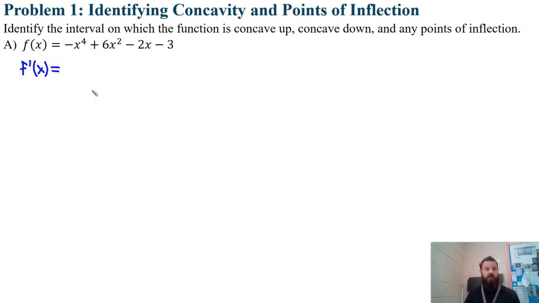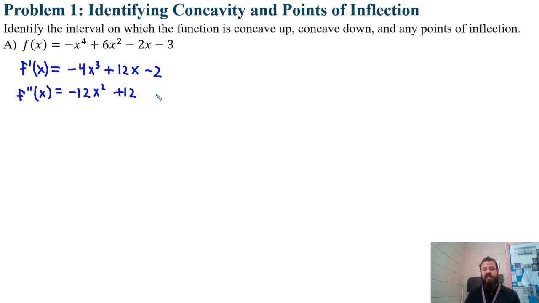Now, if you want some derivative practice, just using the power rule for these first ones, feel free to pause the video and find that first and second derivative. Otherwise, ripping through these quick, we would have negative 4x to the third plus 12x minus 2 for my first derivative. And then just applying the power rule again for the second, we'd have negative 12x squared plus 12 for that second derivative.